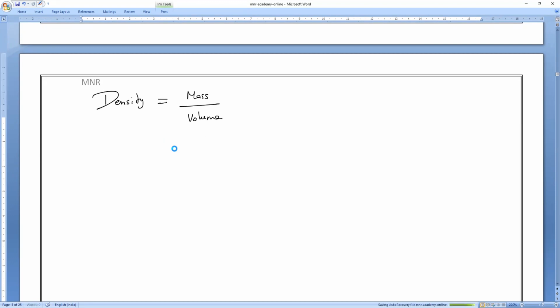Okay. And the SI unit of density, you all should speak. Otherwise, I'm not having interest to teach also. So, SI unit of density is what, everybody? Kilogram per cubic meter, and the CGS unit of density is gram per cubic centimeter.